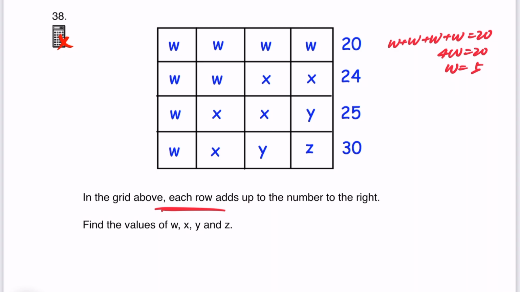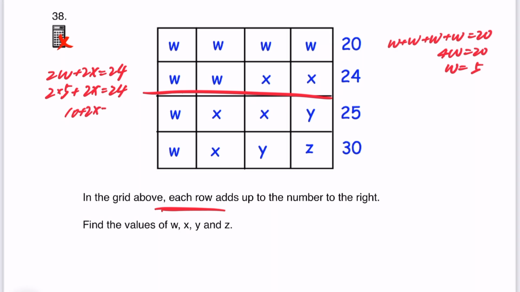And then let's move on to the second row. Here it says w plus x equals 24. We're going to simplify it into 2w plus 2x equal to 24. And bear in mind, we have already figured out the value for w, which is 5. So 2 times 5 plus 2x equal to 24. 10 plus 2x equal to 24. 2x equals 24 minus 10. 2x equals 14. X equals 14 divided by 2, which is 7.